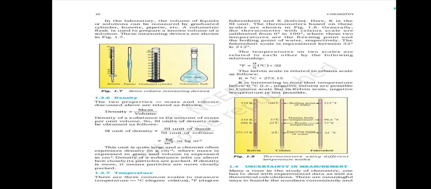And this unit is quite large, so the chemist often expresses density in gram per centimeter cube, where mass is expressed in gram and volume is expressed in centimeter cube.